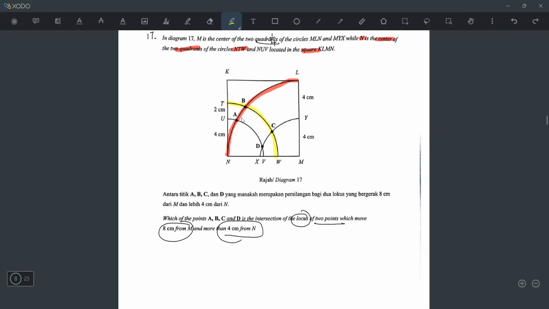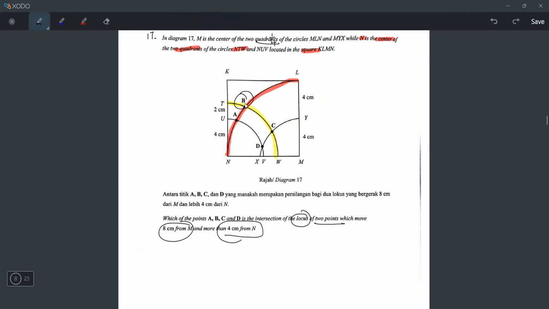B, C, D, these are all the options. Okay, A, B, C, and D. So of course it can be here also, here also, here also. This is also more than 4 cm, but the answer has to be one of the A, B, C, D answers. So the answer should be B, because this is the intersection.